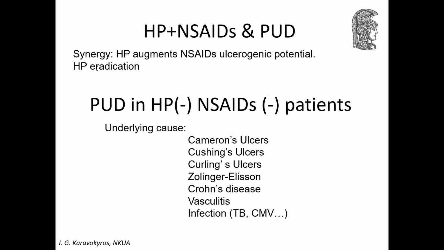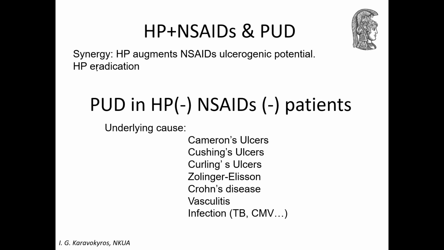Cameron's ulcers located at the gastric cardia are caused by strangulation of the stomach in a hiatal hernia. Cushing's ulcers or stress ulcers are seen in patients who are critically ill, under mechanical ventilation, with traumatic brain injuries and impairment of vital functions. Curling ulcers are met in patients with burns.